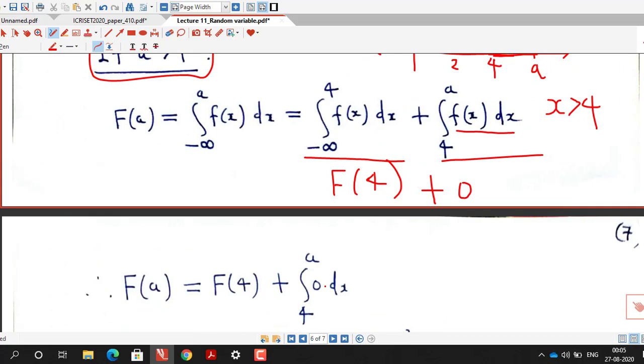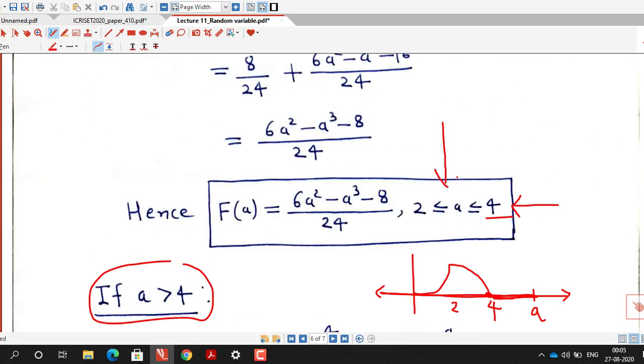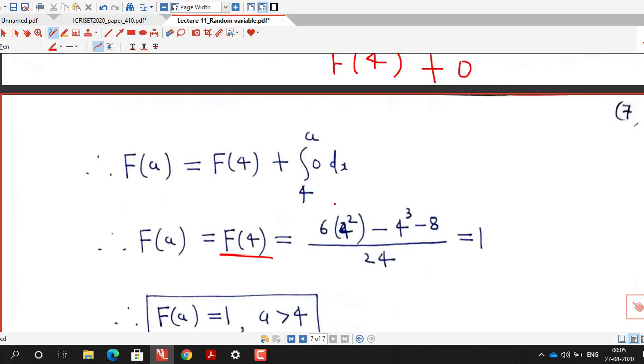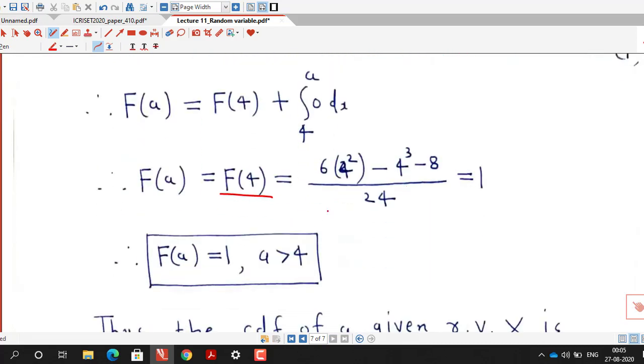And F of 4 we can obtain from this. Here we put a equal to 4. So it is 6 into 4 square minus 4 cube minus 8 divided by 24. And if you simplify this, you will obtain 1. So F of a is 1 if a is greater than 4.